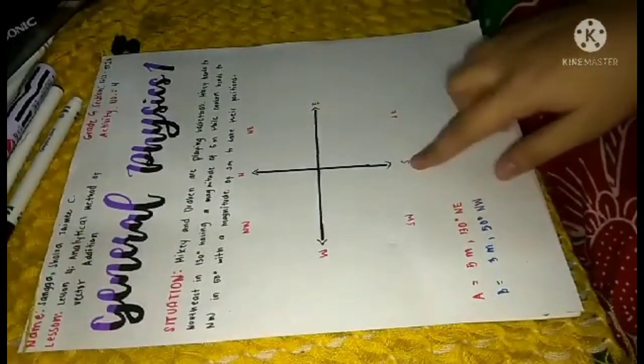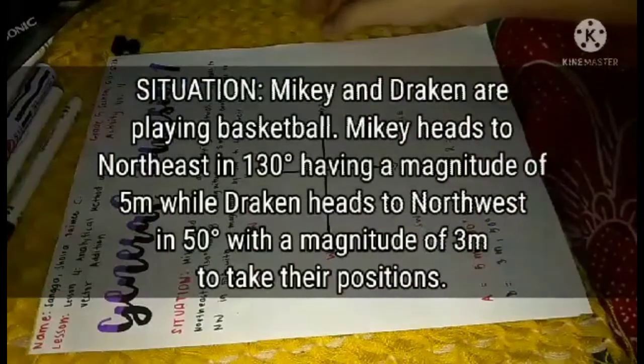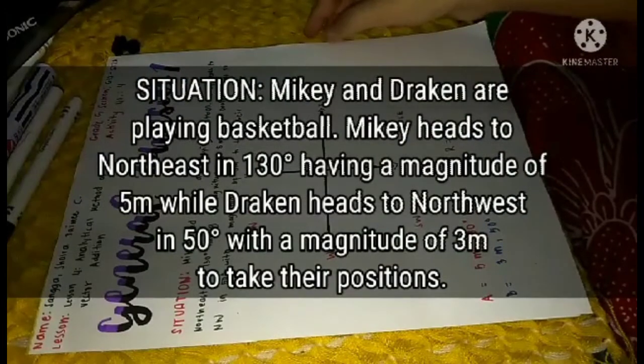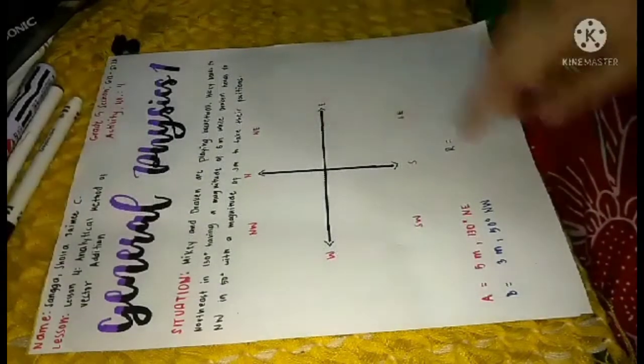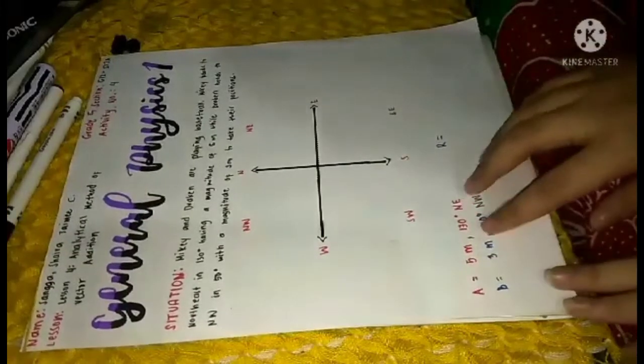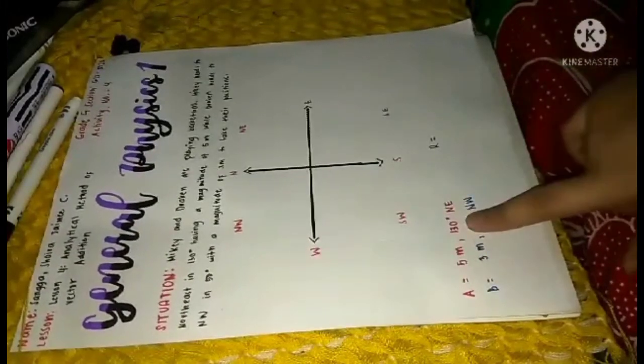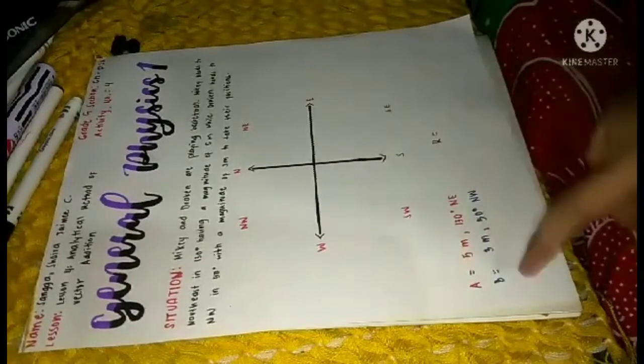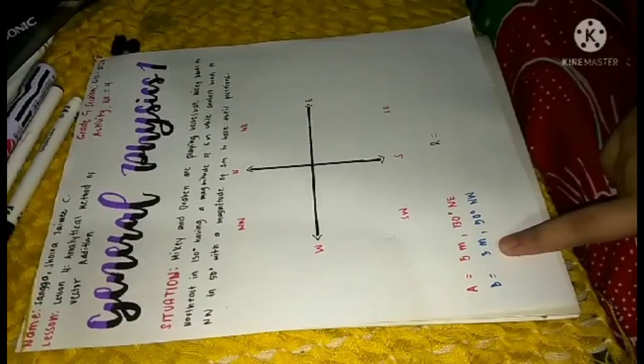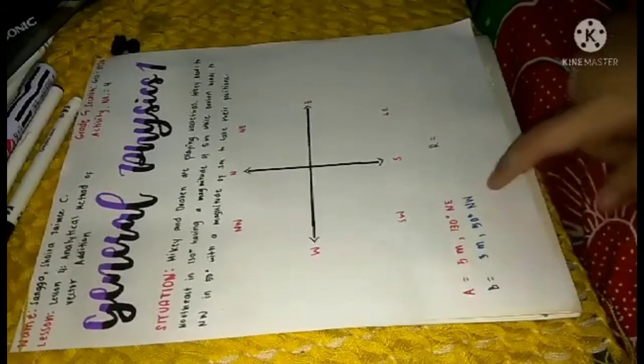So, here's my situation. Mikey and Drayton are playing basketball. Mikey heads to northeast in 130 degrees, having a magnitude of 5 meters, while Drayton heads to northwest in 50 degrees with a magnitude of 3 meters to take their positions. So, for A, 5 meters, 130 degrees northeast. B, 3 meters with 50 degrees northwest.